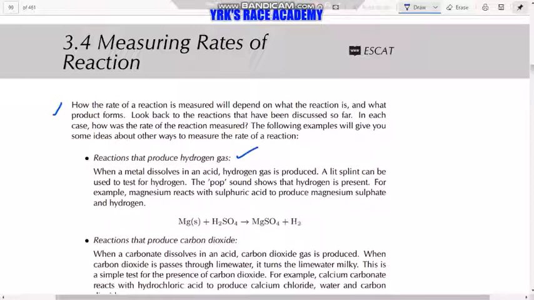We have observed that the magnesium reaction with sulfuric acid gives hydrogen gas. To study this, when a metal dissolves in acid, hydrogen gas is produced. A lit splint can be used to test for hydrogen. The pop sound shows that hydrogen is present. For example, magnesium reacts with sulfuric acid and hydrogen gas is produced. These are simple examples to understand the rate of reactions.